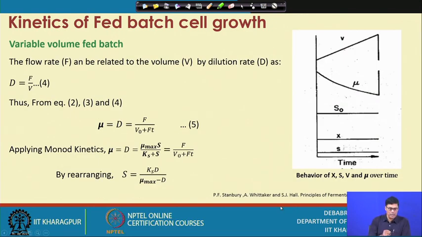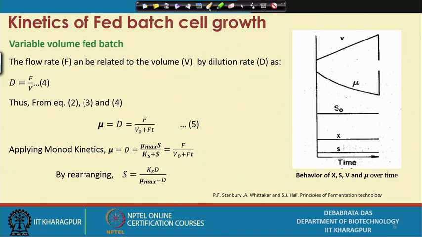Now, here we have D equal to F by V. So, we can write that mu equal to D. Then from the Monod equation, mu equals mu max S divided by Ks plus S. So, we can bring this, and by using this equation we can easily find out the substrate concentration at time t.